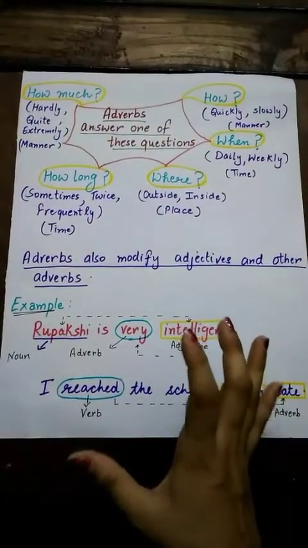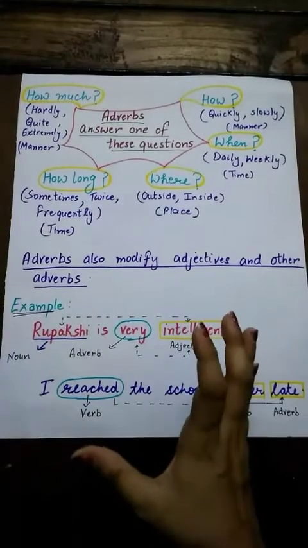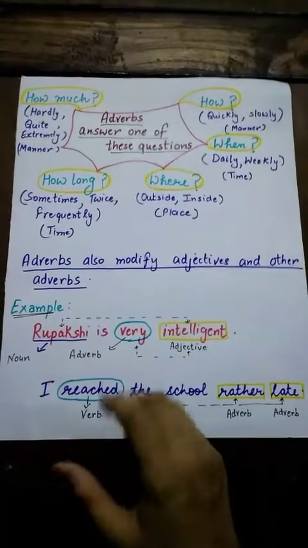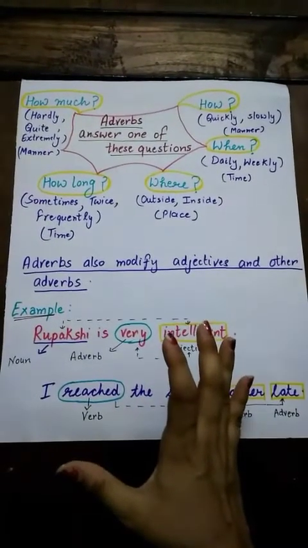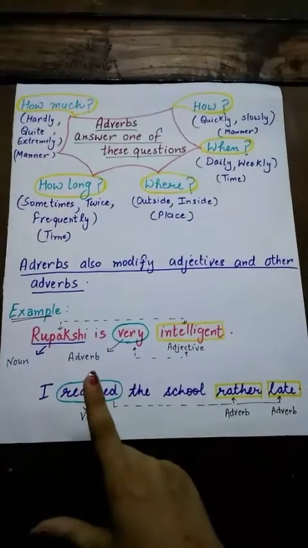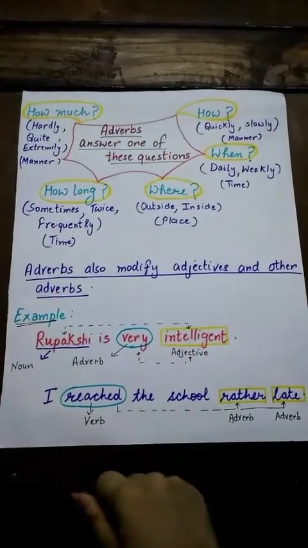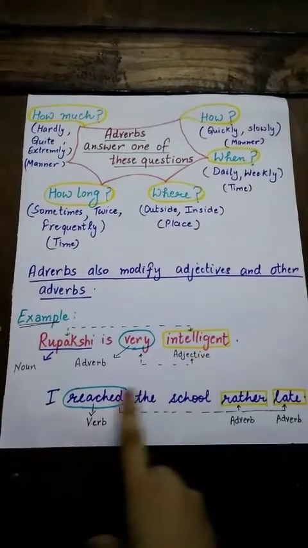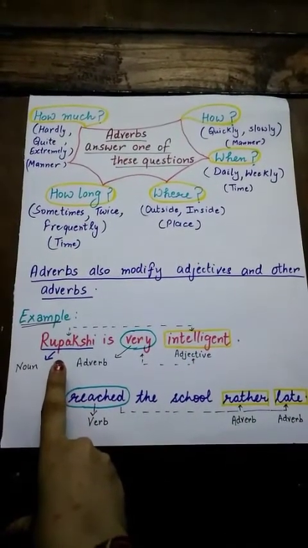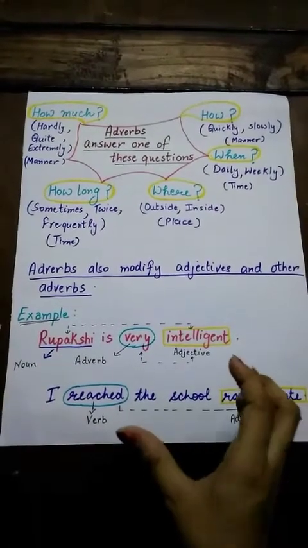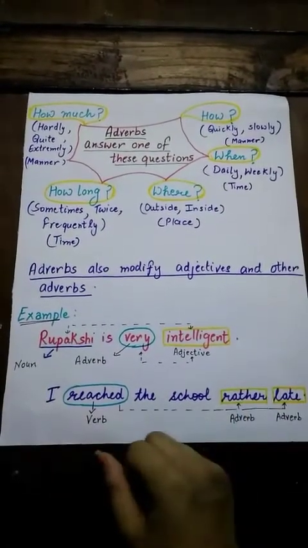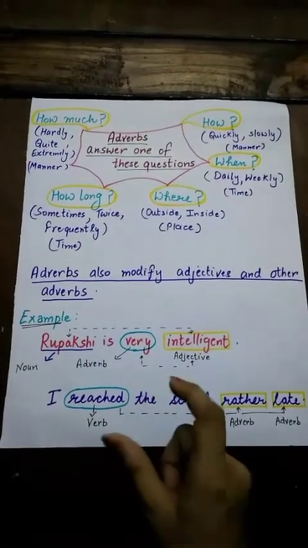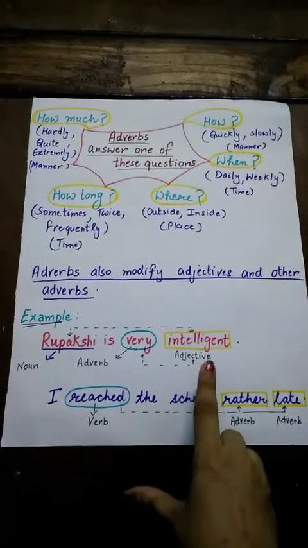But before that, let me tell you how adverbs modify and describe adjectives and other adverbs given in your sentences. Let's read and understand this concept with the help of some examples. Rupakshi is very intelligent. Now tell me, what is an adjective here? Yes, intelligent, which tells us about the noun Rupakshi. Now tell me how intelligent Rupakshi is. Yes, she is very intelligent. So very is an adverb because it tells you about the adjective intelligent.